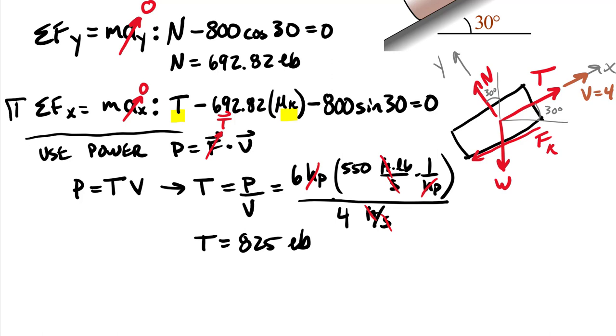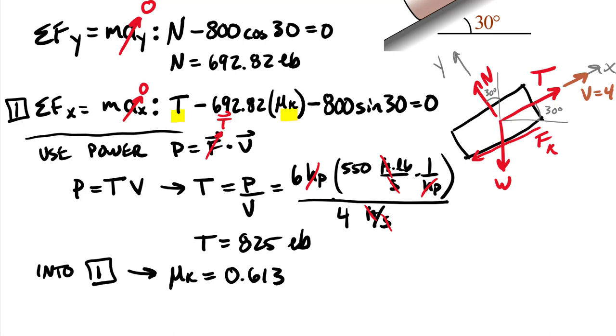We then could put that back into our equation up here. So let me call this equation 1. So we'll say into equation 1, we can solve that our mu sub k is equal to 0.613. And there's not going to be any units ever on a coefficient of kinetic friction.